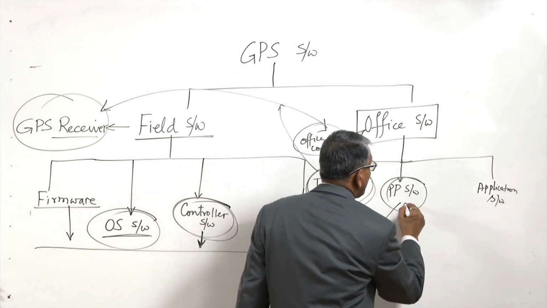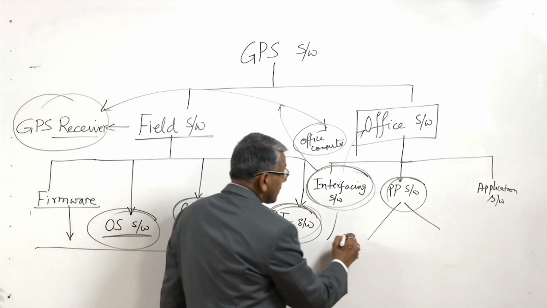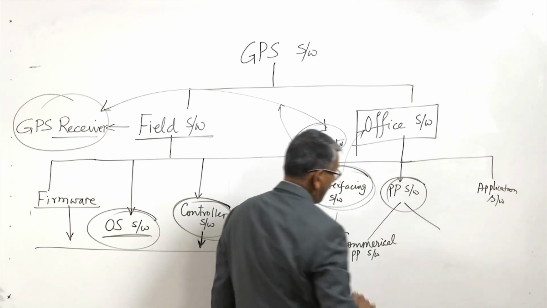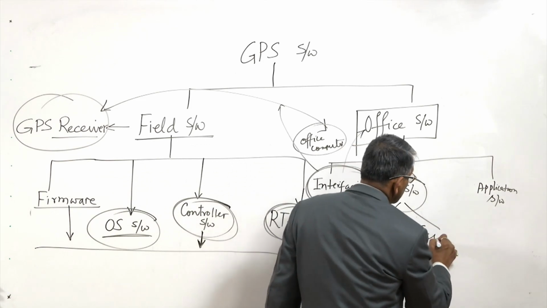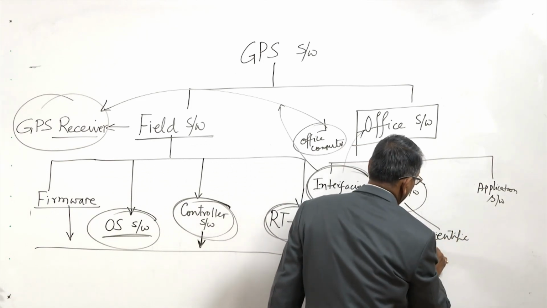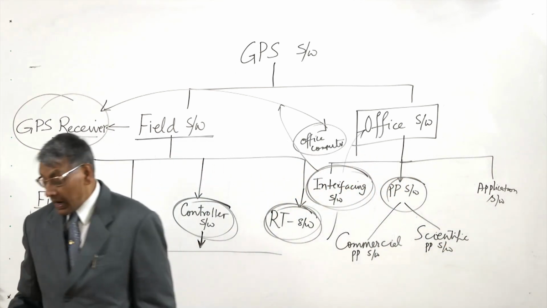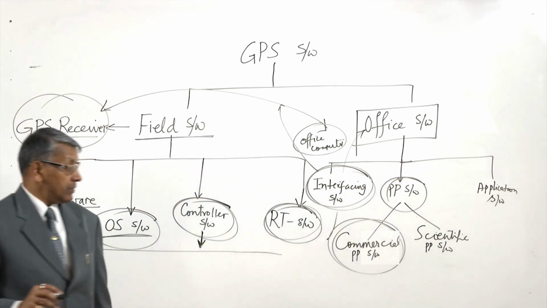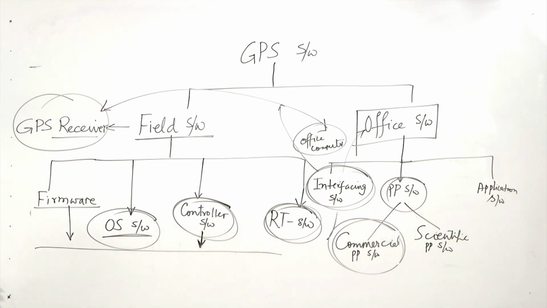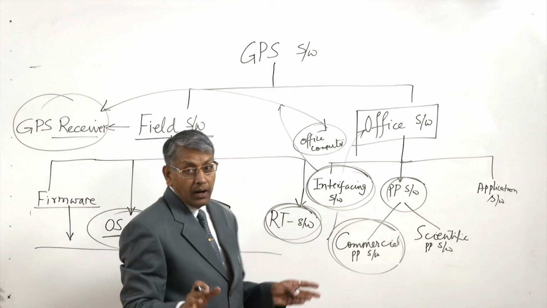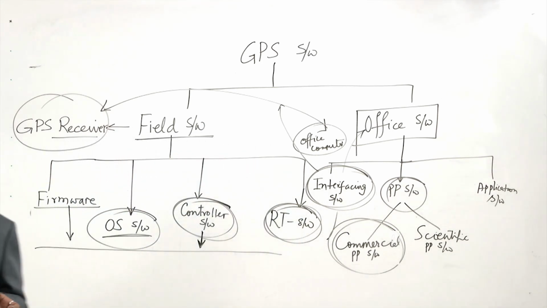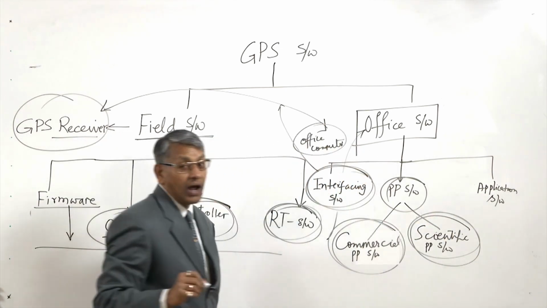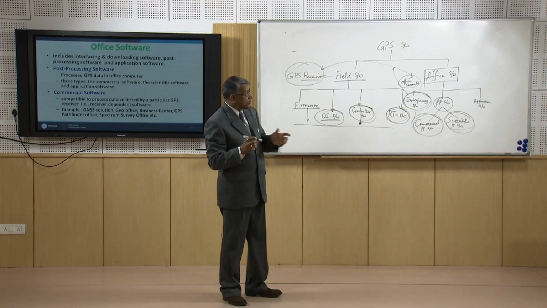Now there are basically two types of post processing software. One is commercial post processing software and the other one is scientific post processing software. This commercial post processing software processes the data of a particular receiver. It is receiver dependent, and the scientific post processing software is receiver independent.